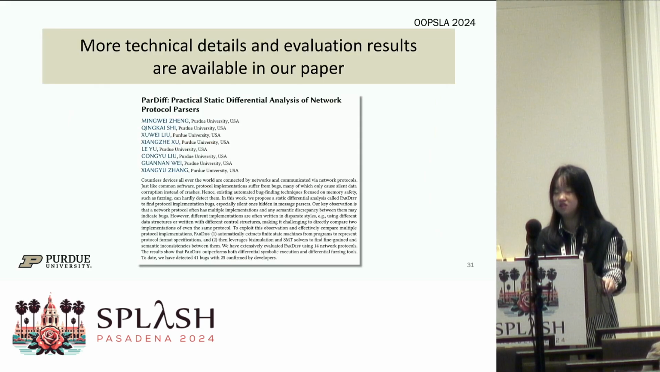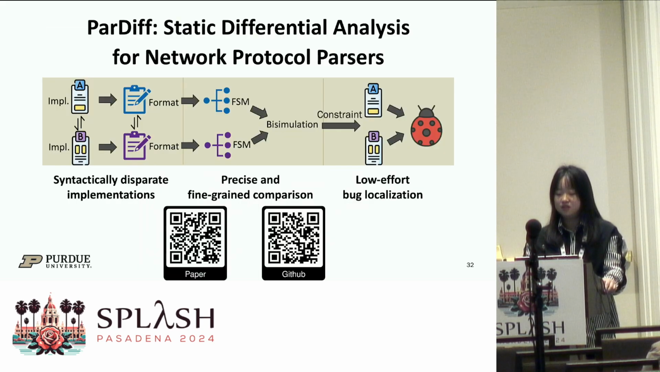More technical details and evaluation results are available in our paper. So in summary, ParDiff is able to compare syntactically disparate programs by lifting formats from the implementation source code. And it achieves precise and fine-grained comparison by transforming formats into finite state machines and then doing bisimulation. Also, it provides low-effort bug localization.